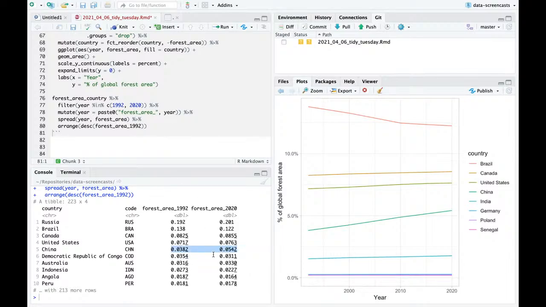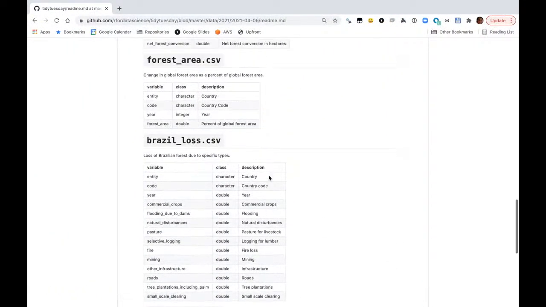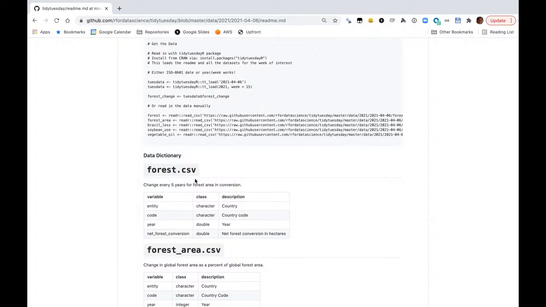China went from 3.8% to 5.4%. Well, a lot of that probably was just that other countries had deforestation, and therefore it made up a larger portion. So that is a little bit tough in terms of measuring it as a percentage of the whole. That's absolutely true. So if we wanted to see the total amount of deforestation, we probably want to do it in terms of area. And I think this data set, forest.